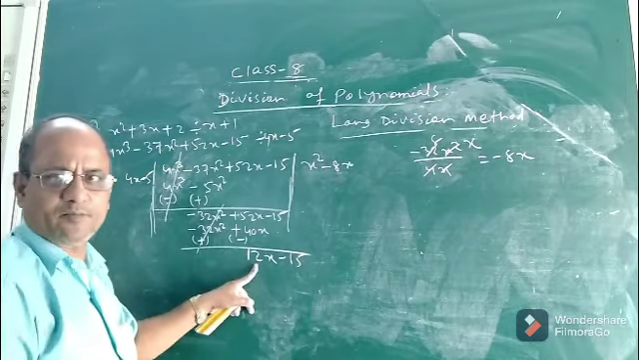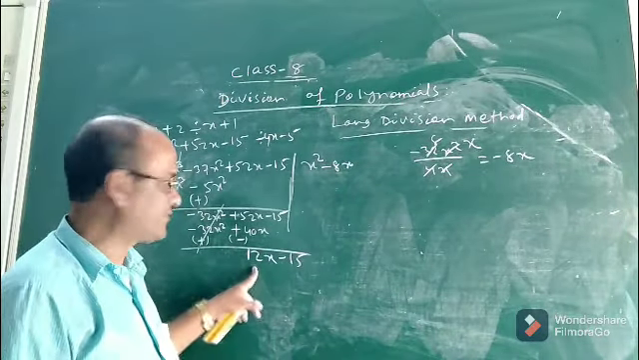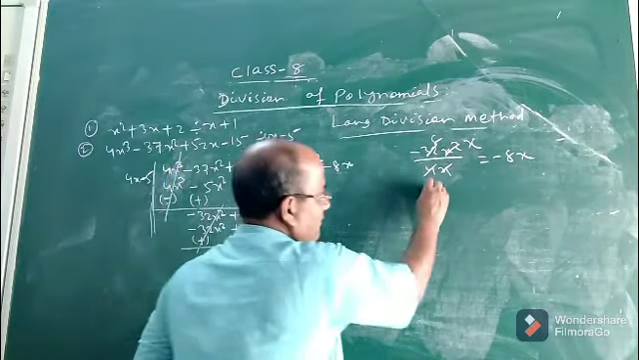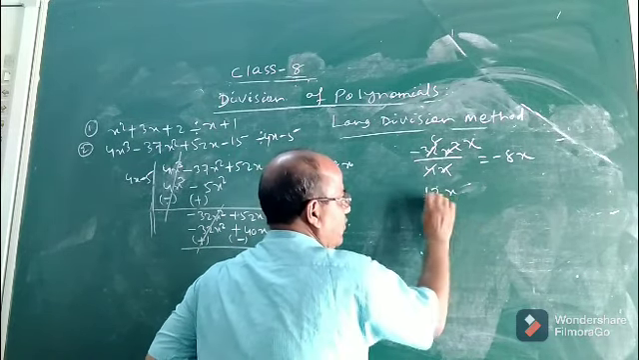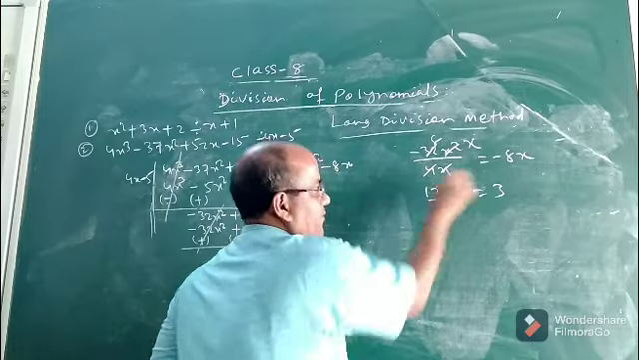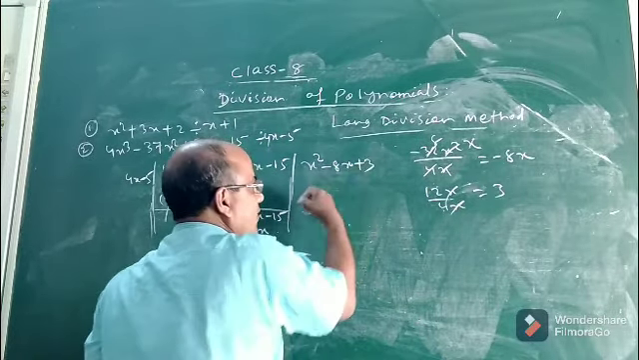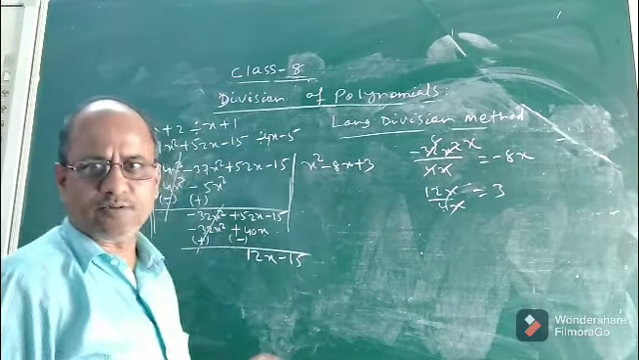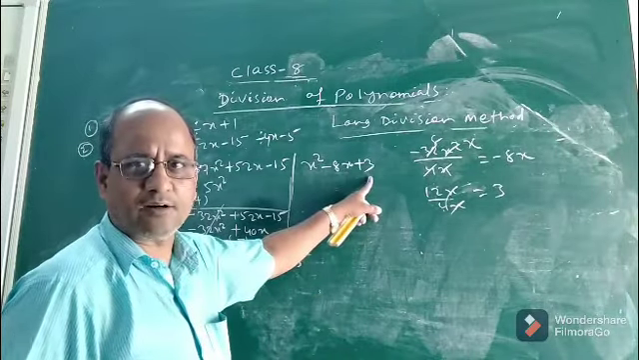Now what is the first term of the dividend? It is 12x and here it is 4x. 12x divided by 4x will be equal to 3. x cancels, 12 by 4 is 3, plus 3. So plus 3 will be the third term of the quotient. Plus 3 will be the third term of the quotient.